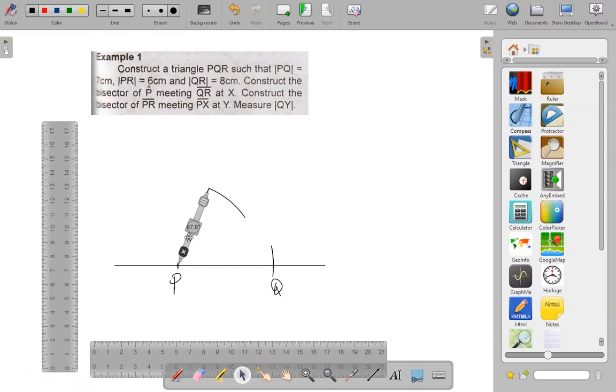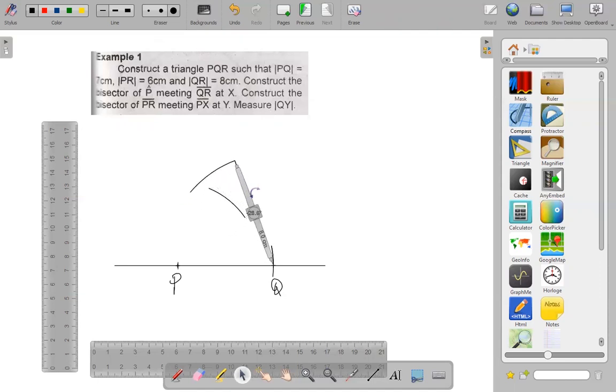Then the other side is 8 centimeters. I take the compass back to the ruler again and get 8 centimeters. The stick point on the 0 centimeter mark, then extend the pencil point to 8 centimeters. That is 8 centimeters right there. Then take the compass. Remember, we made this arc by placing the stick point here. So we are going to place the stick point here now and make another arc. Then I'm going to make another arc here.